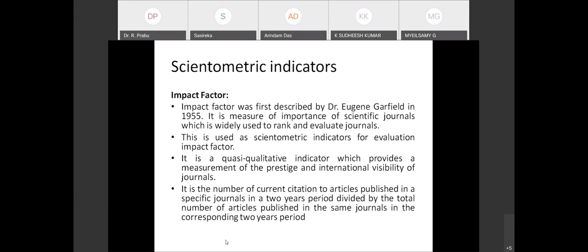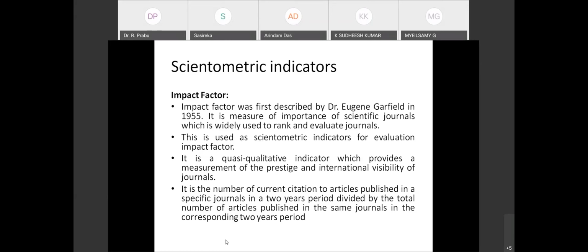To identify that, the impact factor is widely helping us. We'll see how they are calculating it and what formula is used for finding out the impact factor. This is used as a scientometric indicator for evaluation. It is a quasi-qualitative indicator which provides a measurement of the prestige and international visibility of journals.